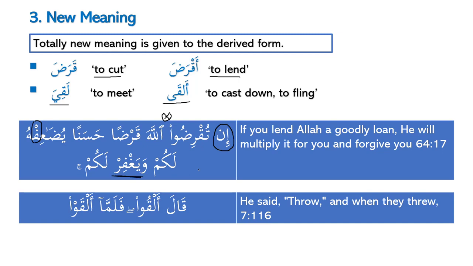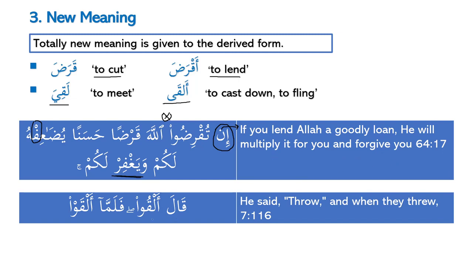So two things we have just covered over here. Number one, we can see that this is Jumla Shartiyya. And number two, there is a use of the present tense from alqa, yulqi, ilqa. So tuqridu. Man dhal ladhi yuqridu Allah qardan hasana. It's used a lot in the Quran. So if you lend Allah a goodly loan, He will multiply it for you and forgive you.